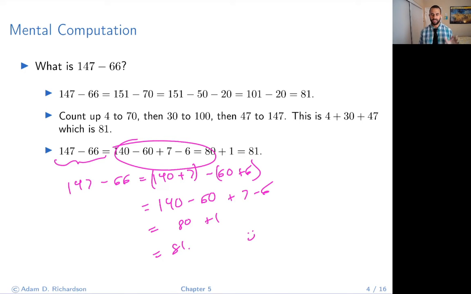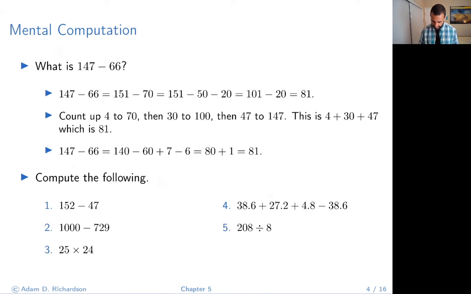If you think about it, like, okay, it's 147 minus 66. Let's subtract things in a more meaningful way. 140 minus 60, what's that, 80. And then you have 7 minus 6, 81. And there it is. All in my head, right? Mental computation. So that's the idea.